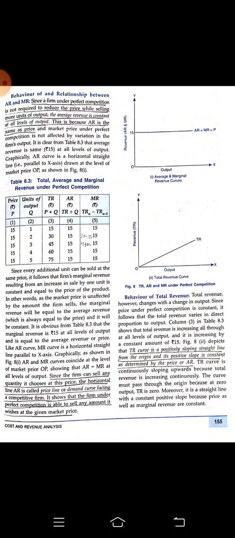TR curve is continuously sloping upwards because total revenue is increasing continuously. Right, from 0 it is starting and it is constantly going upward. So this is the relationship between the AR, MR and TR under perfect competition market.